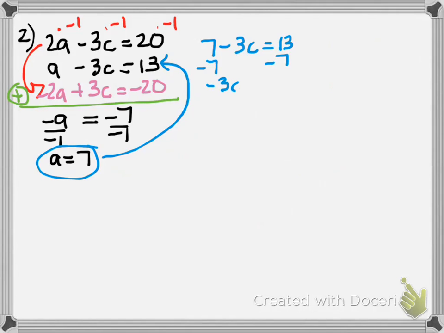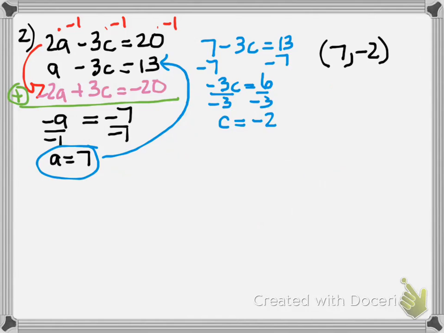I get negative 3c equals 6. Divide both sides by negative 3. Signs are different, so I get a negative, and 6 divided by 3 is 2. So I take those two answers, and I'm going to write them alphabetically, A, C.